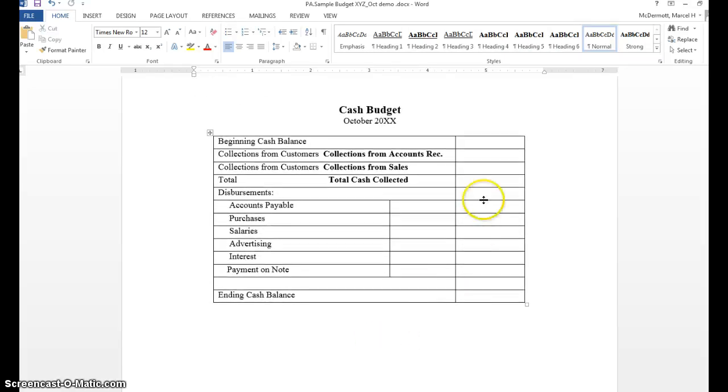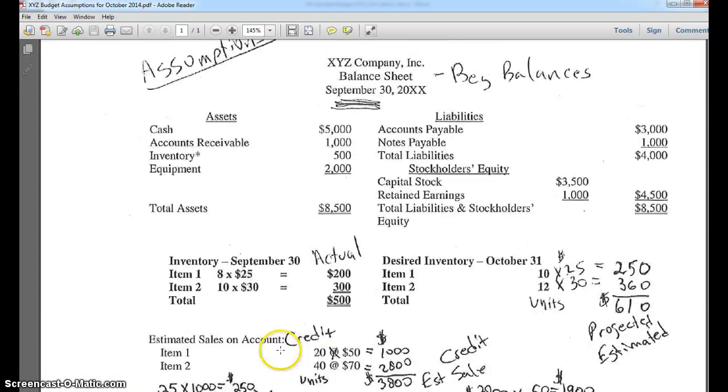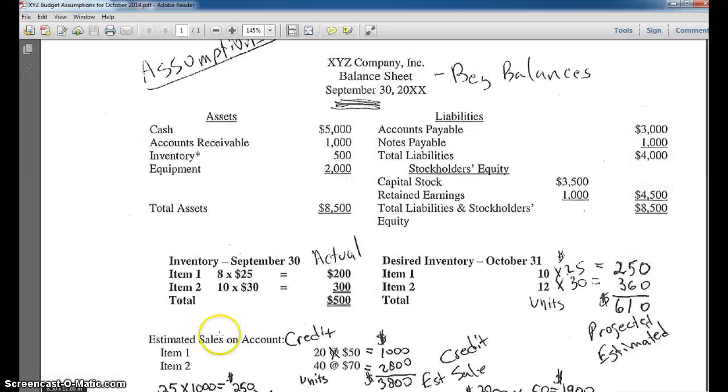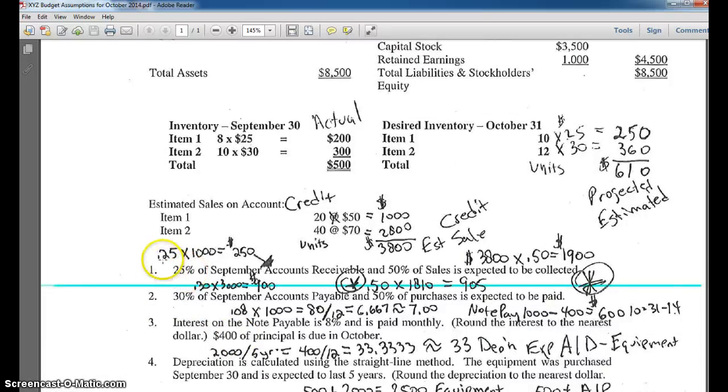Moving to the cash budget, you're going to take your beginning cash from your beginning balance sheet. In this case, you're going to take the $5,000 beginning cash and drop that on the first line here. The next thing you're going to do is collections from customers. The collections from accounts receivable, that's basically this number one item here. You're going to collect $250, the 25% of the beginning balance. That's going to be your first collection.